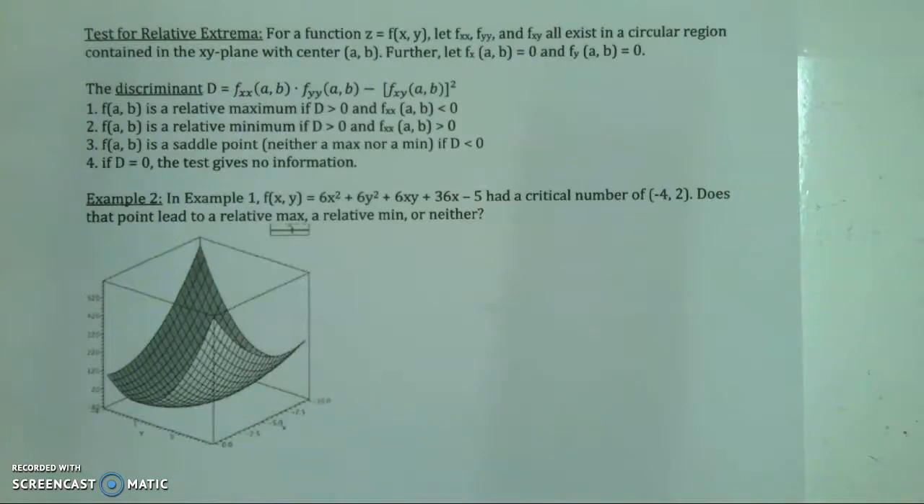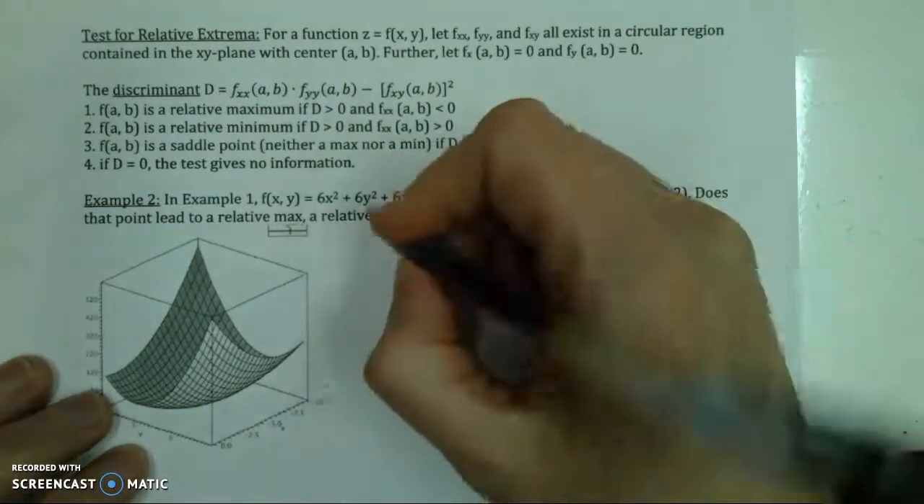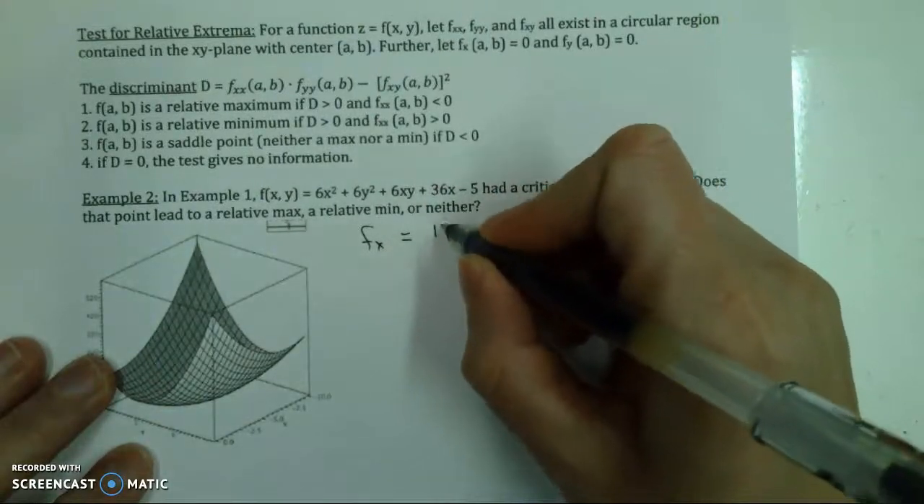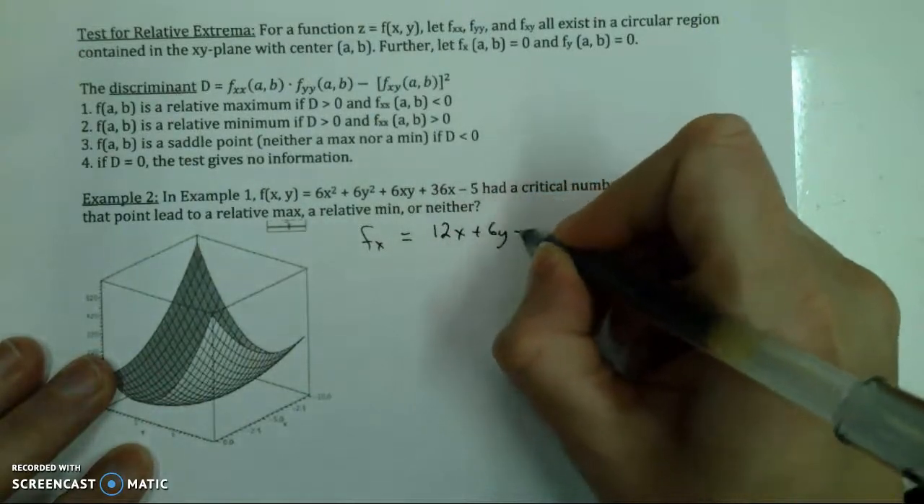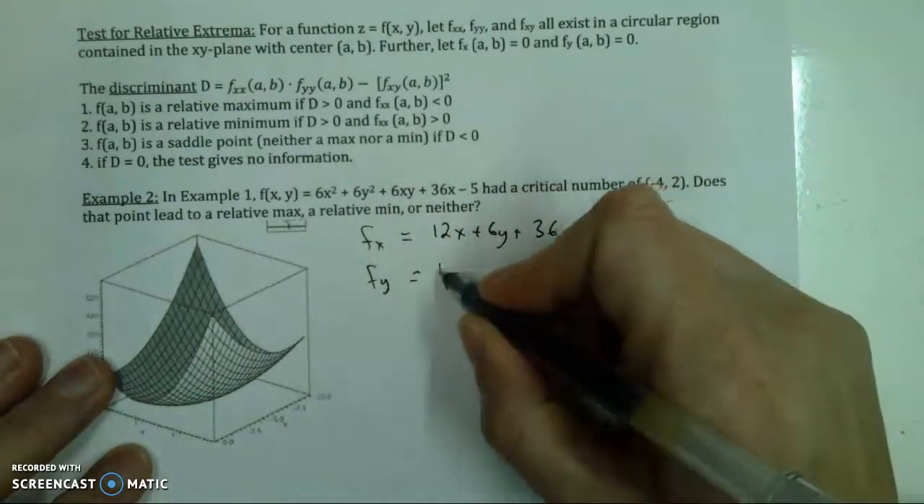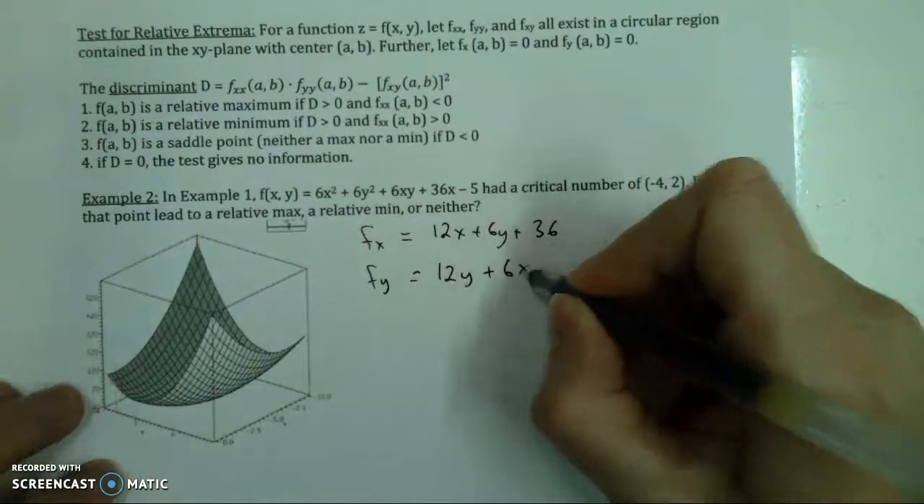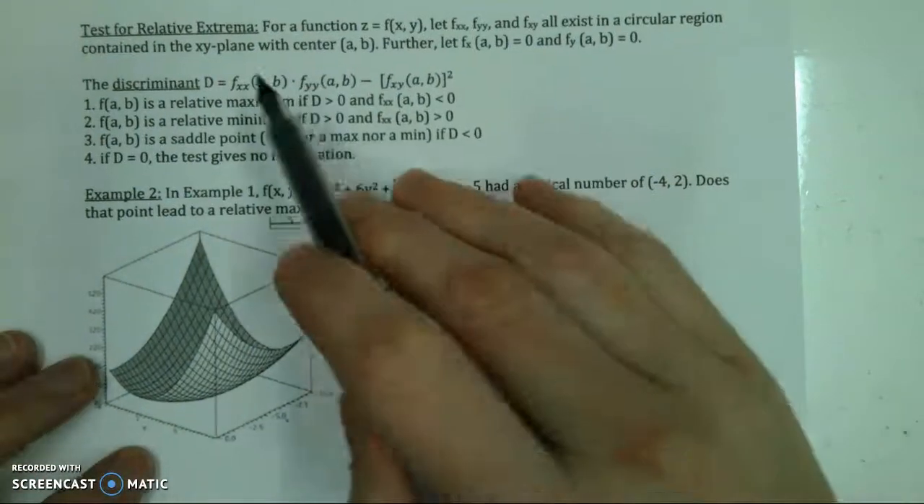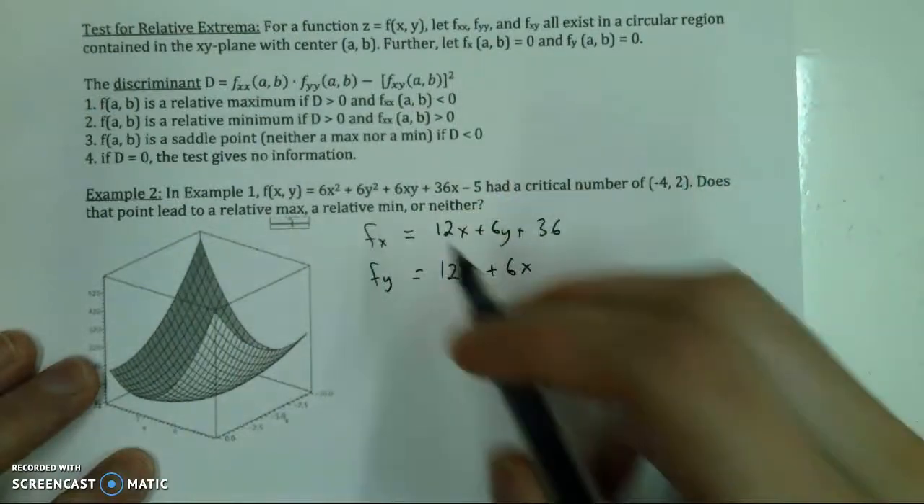Now example 2 is going to pick up from example 1. So we had that function, and we already found that critical point. Let me repeat my two partial derivatives, since I am going to need them. So we had 12x plus 6y plus 36 for the partial at x, and my partial at y was 12y plus 6x. So to find the discriminant, I need to find three of my second order partials.